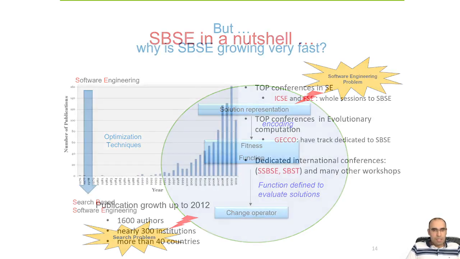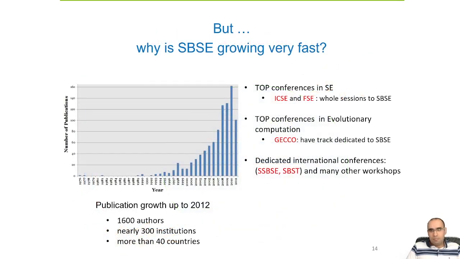And today, SBSE is growing very fast over time, and we can see the trend of the search-based software engineering field until mid 2012. There are more than 1,600 authors from nearly over 300 institutions spread over more than 40 countries. And this is actually a realistic scenario, and the philosophy behind search-based software engineering encouraged a lot of researchers and practitioners all over the world to use it in solving their problems.